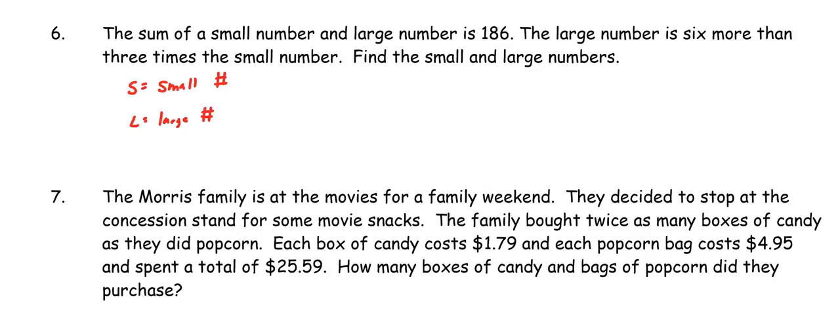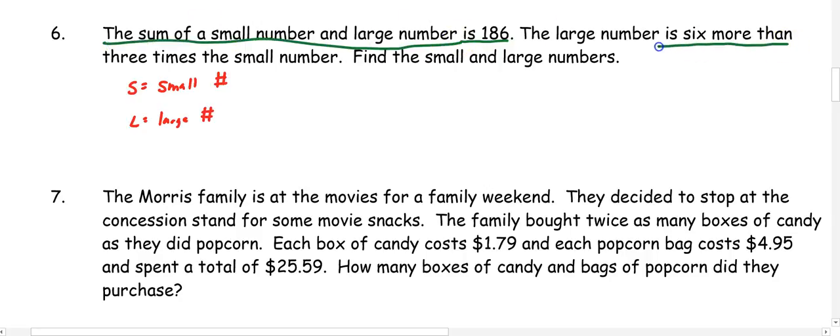So in this problem, we have 2 things they tell us. We have what the sum is for one sentence, and for another sentence, it tells us how those 2 variables relate. So in the first equation, it says the sum, which remember is addition, is 186. So we're going to add those variables together. S plus L is equal to 186.